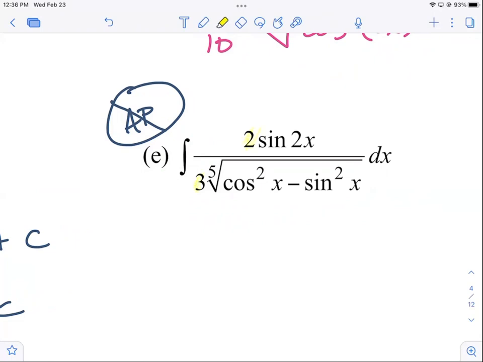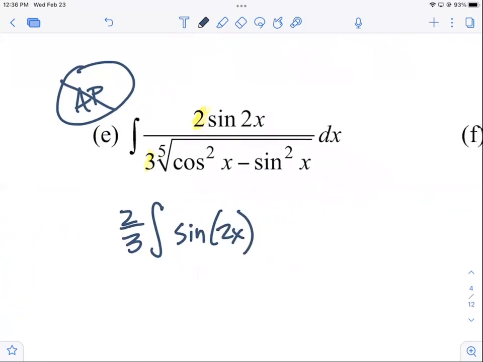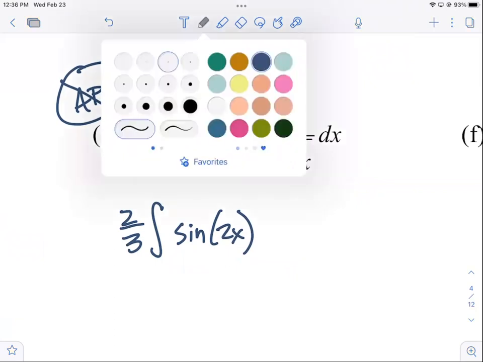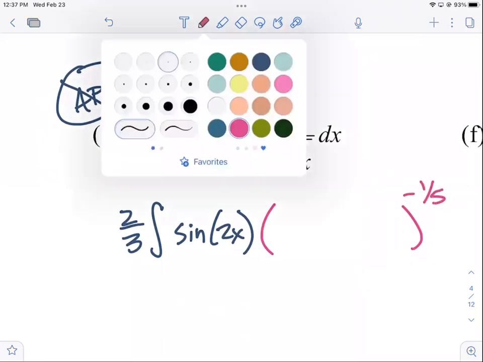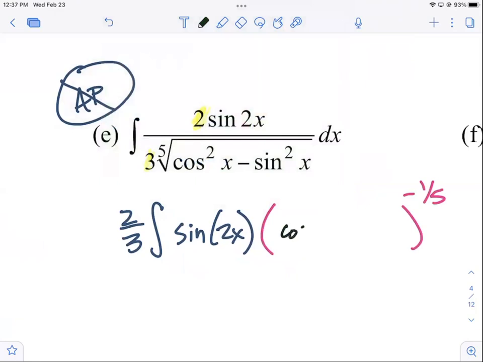Step one, I might notice that there's a 2 factor in the top and a 3 factor in the bottom. So I can pull a 2/3 out. And in the top, I'm left with the sine of 2x. And then in the bottom, I would need to possibly bring it to the top anyway. Bring it to the top, and that would be the entire quantity to the negative 1/5 power. And then inside there, you'd have cosine squared minus sine squared.